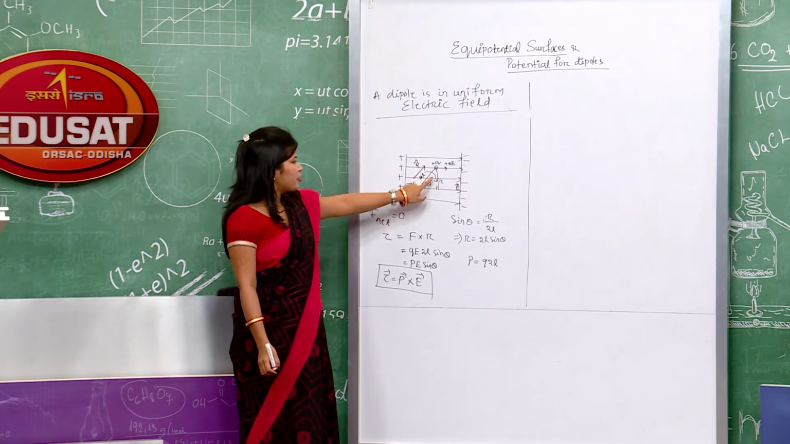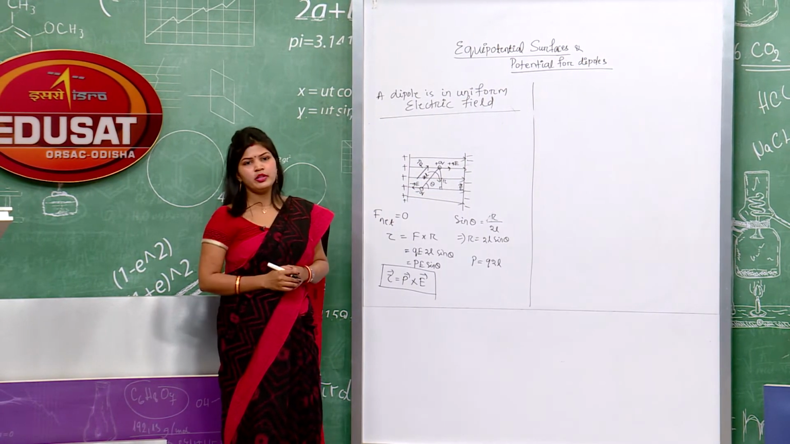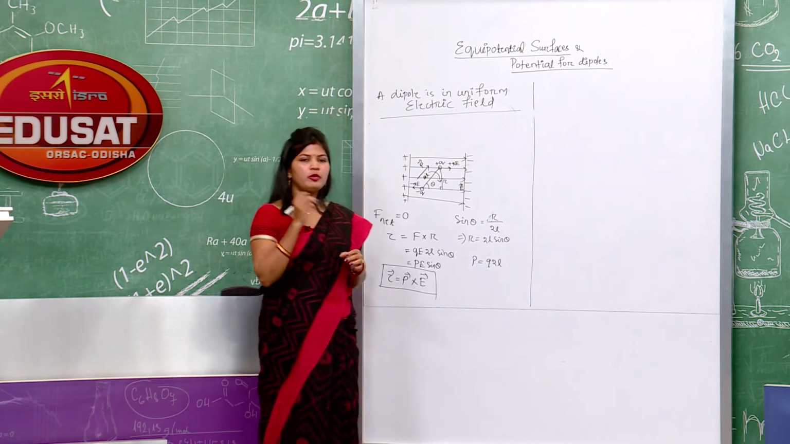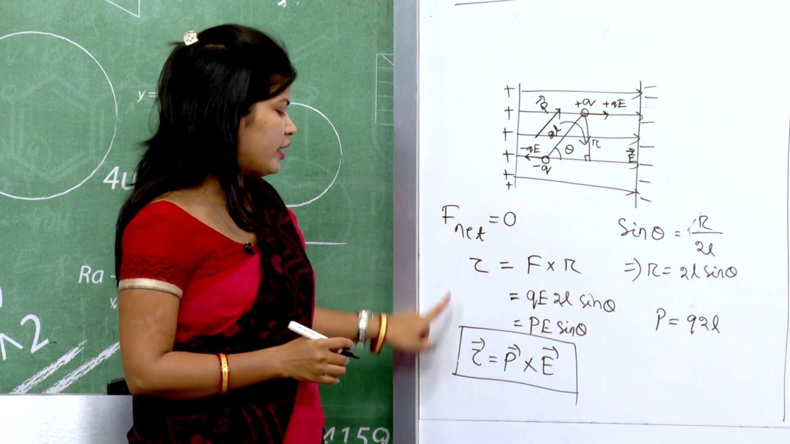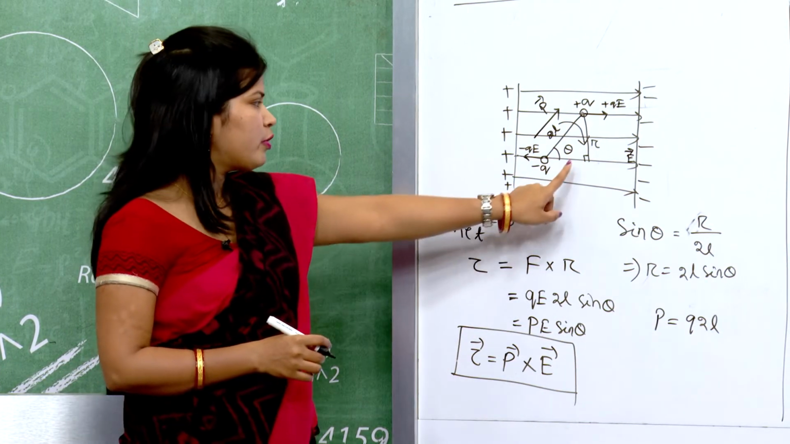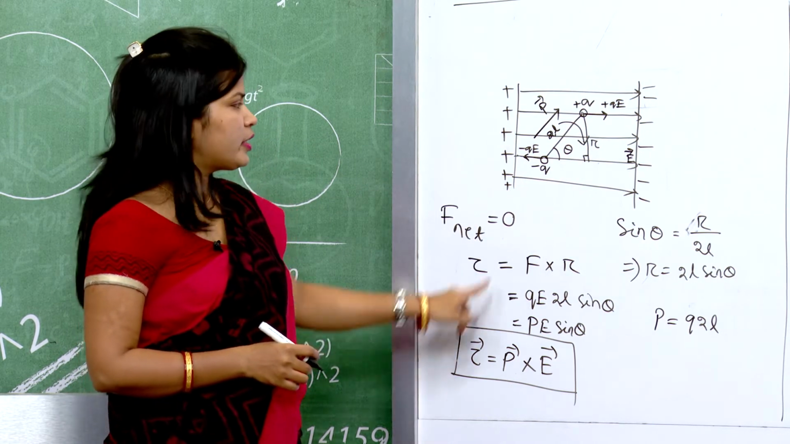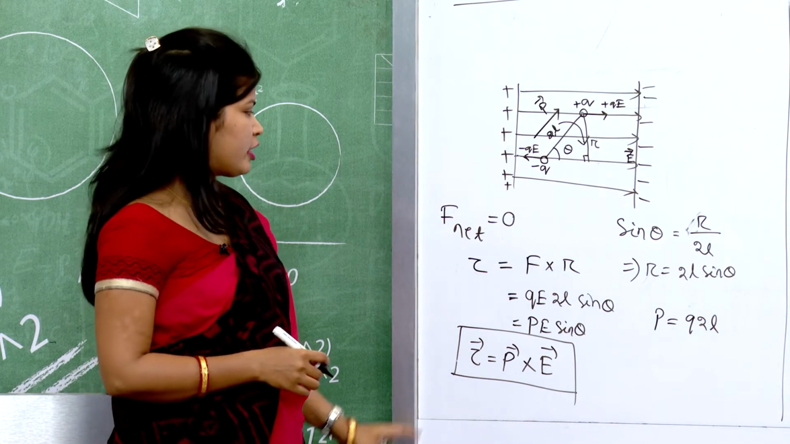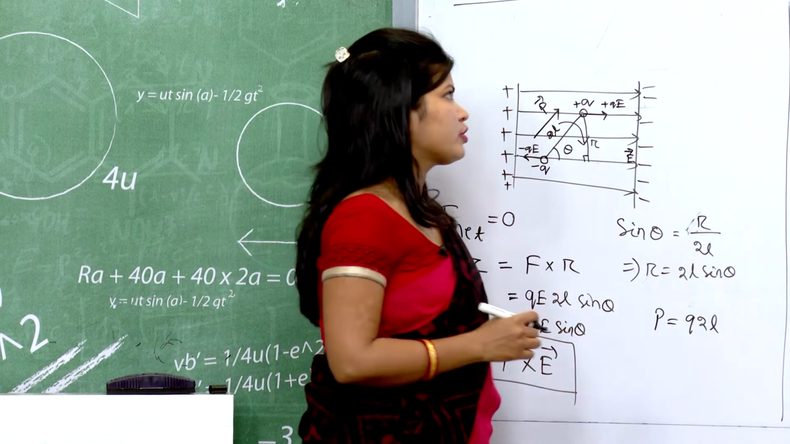When the dipole is kept inside a non-uniform electric field, what happens? If a dipole is kept in a non-uniform electric field, the dipole experiences both force and torque. In a uniform field, it experiences only torque, but in a non-uniform field, it experiences both force and torque. That means there is both linear and rotational motion.